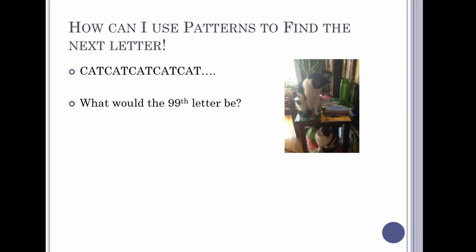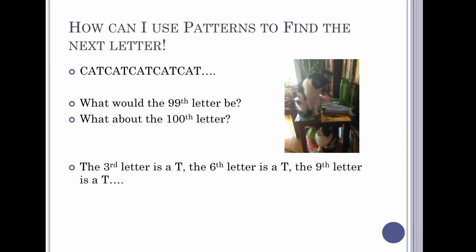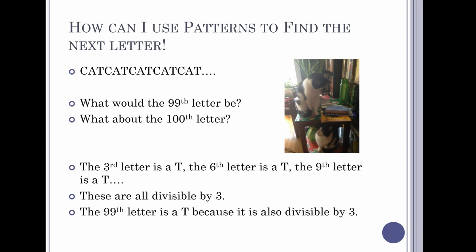Think about this for a second. It's the pattern C-A-T. T is the 3rd letter. And then again, C-A-T. T is the 6th letter. And then again, C-A-T. T is the 9th letter. The 9th letter is a T. So where would the 99th letter be? And where would the 100th letter be? What would it be? So all of these, the 3rd letter, the 6th letter, the 9th letter, they're all divisible by 3. So think about the 99th letter. That's also divisible by 3. And so it will be a T.